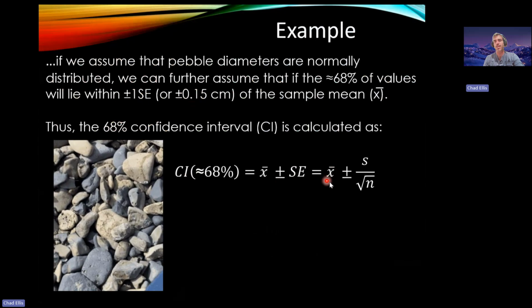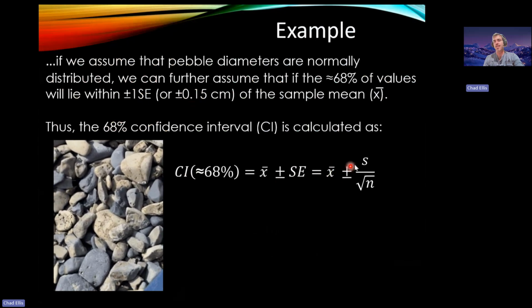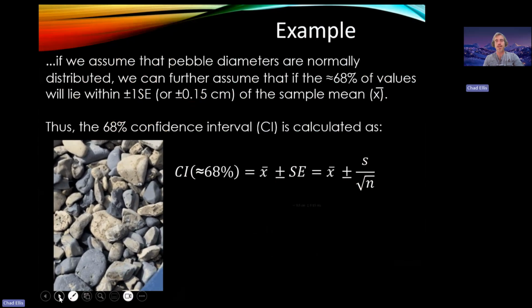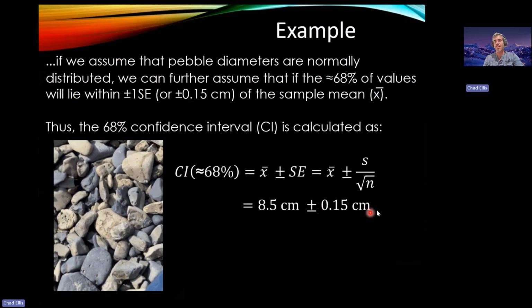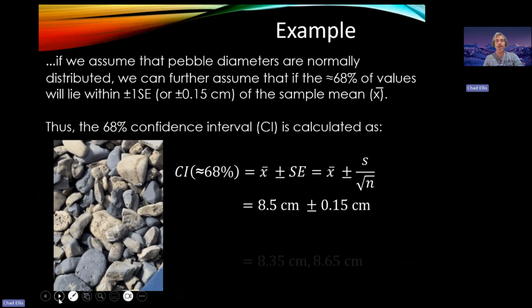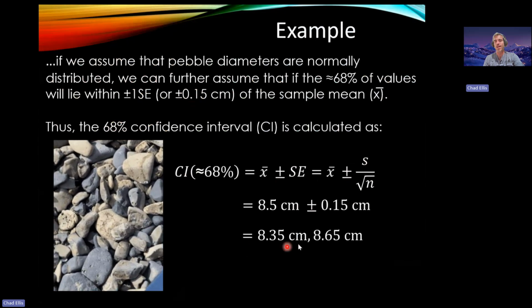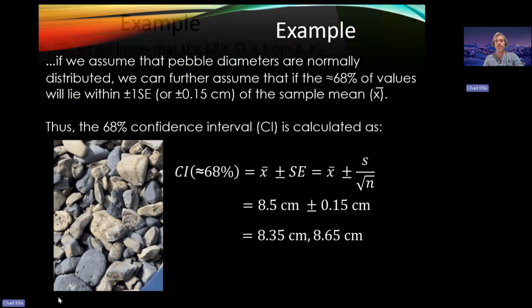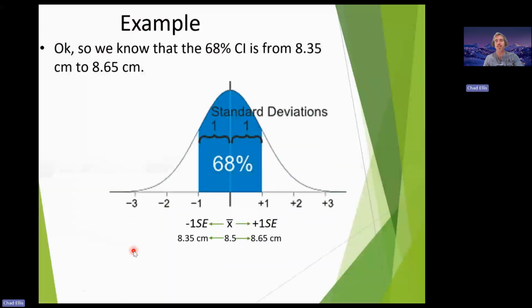That's also the same thing as this here, taking our sample mean and then adding and subtracting our standard error. So for this example, our sample mean is 8.5 centimeters. Our standard error we calculated is 0.15 centimeters. So we're going to add and subtract that 0.15 centimeters to our mean. That gives us a low value of our interval of 8.35 centimeters and a high value of 8.65. That's only a 68% confidence interval, because we're only adding and subtracting one standard error.